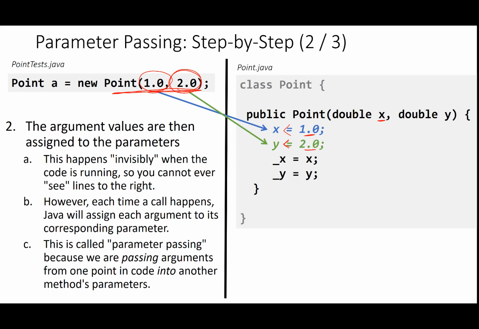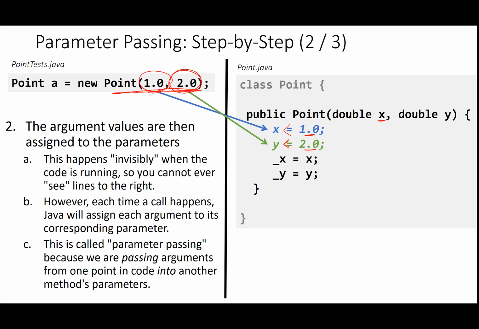And so these are the steps that it's going to take before it begins running the constructor, right? And so this is what we call parameter passing. We're passing these values, which are arguments, into the constructor. And this is what allows us to write constructors and methods that work generically based on many different inputs.